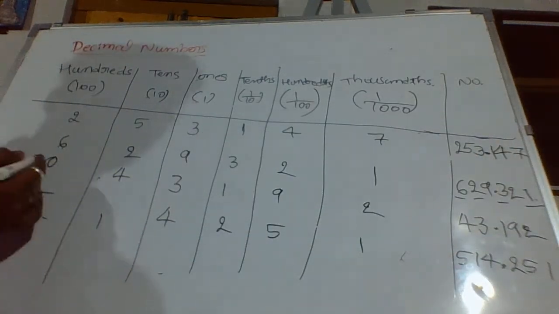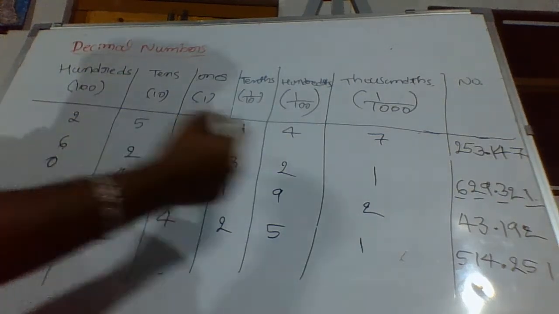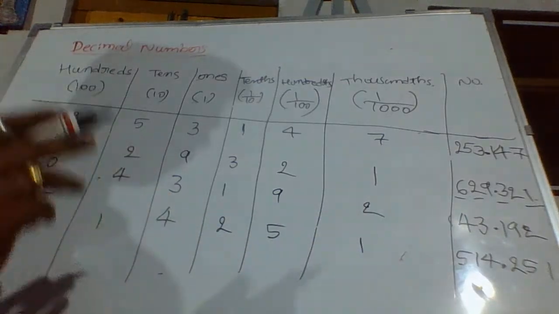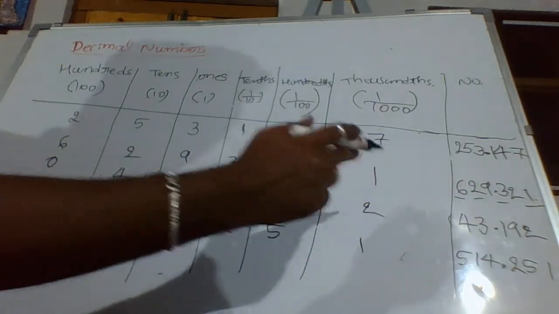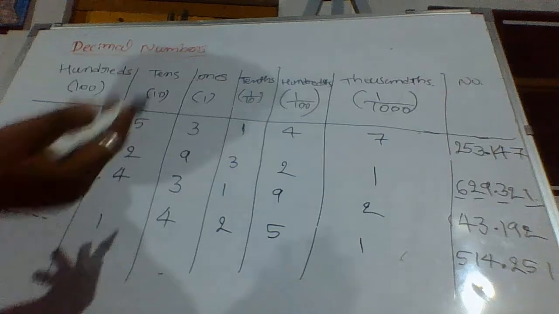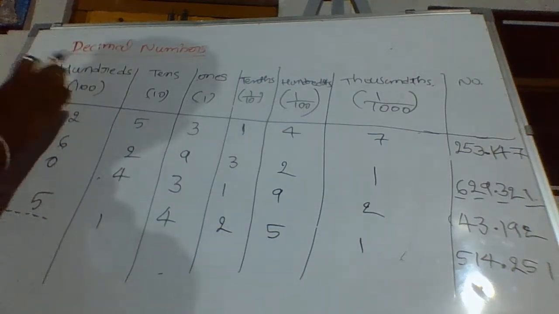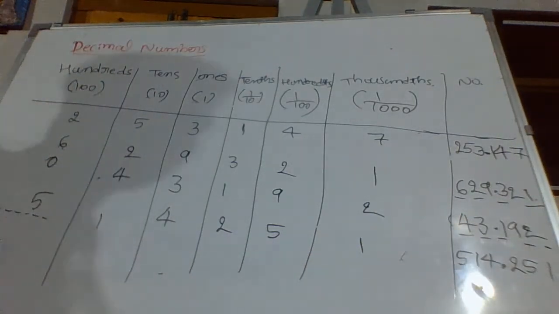And in the third example here, the hundredths position has 0, so in the answer you can write 0 before 43, or you can leave it. Because if you write 0 also, how will you read it? 43 only. And if you leave it, again it is 43 only. Because 0 is at the hundredths position. Therefore the answer is 43.192.